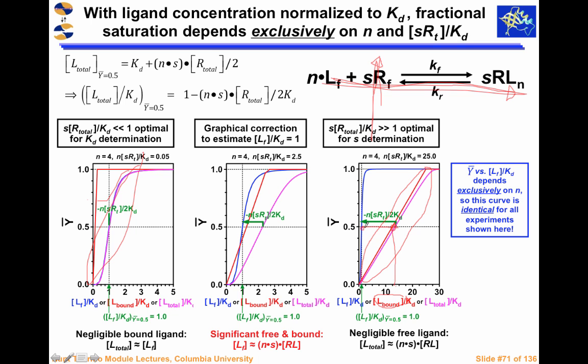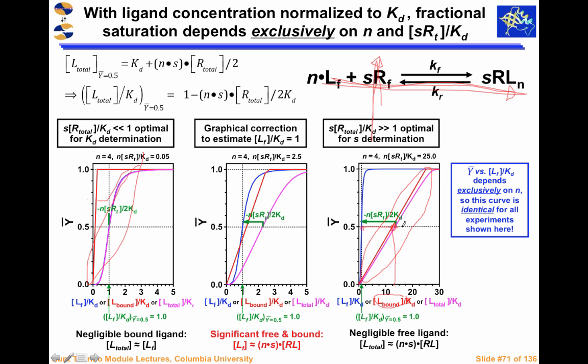That means we can conceptualize how the overall results in a binding experiment conducted in total ligand concentration, how total ligand depends on Y bar, or how Y bar depends on total ligand, by considering that the LF over KD versus Y bar curve is always the same. When we have a very high NSRT over KD, this linear relationship between bound ligand and fractional saturation dominates, right? The L bound dominates here. Almost all of the ligand is bound, and so the L total versus Y bar curve looks a lot like the L bound versus Y bar. There's very little free, there's mostly bound.